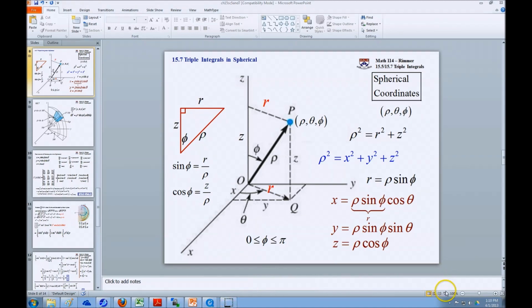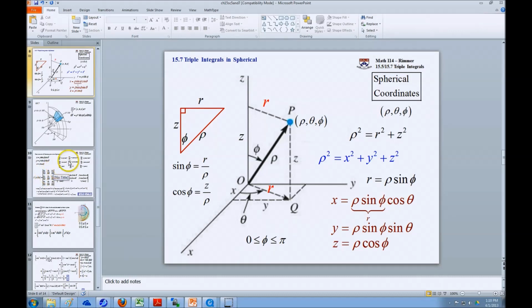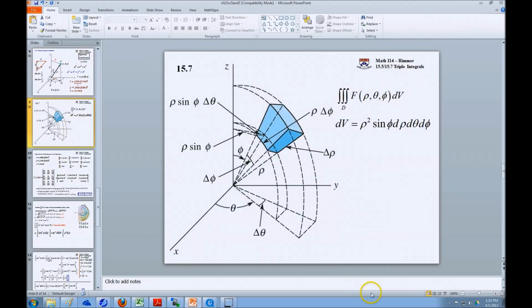So now the question is, well, what happens to dV? Like in polar, dA became r dr d theta. And the way we worked that out is we looked at the Jacobian of the transformation. So now let's do that again. It turns out that dV is rho squared sine phi times d rho d theta d phi.